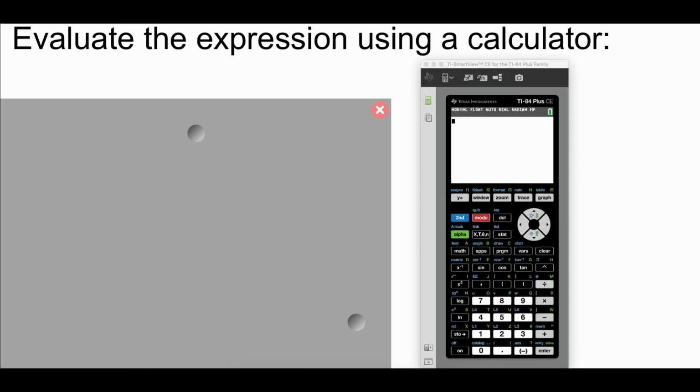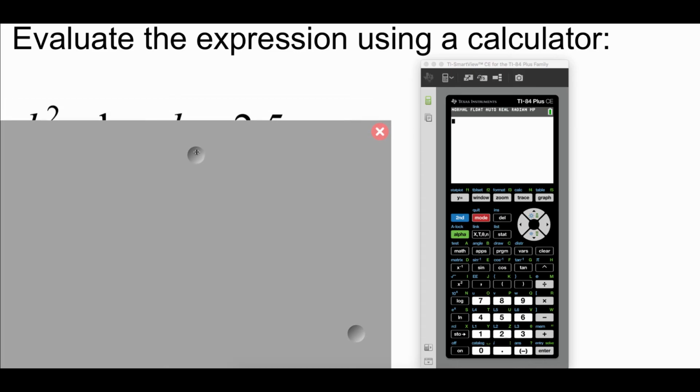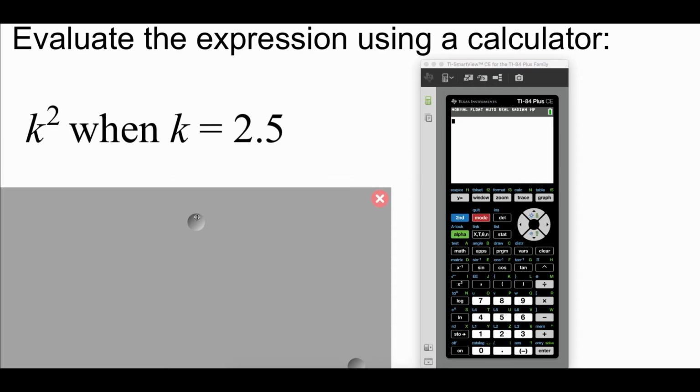Now, the next thing we're going to do is look at evaluating some expressions using a calculator. And we're going to look at expressions that have powers. So, for example, here we've got the expression k squared. And we want to evaluate this when we're dealing with a k value of 2.5. That means we're supposed to plug in 2.5 for the k value. So this is going to say 2.5 squared.